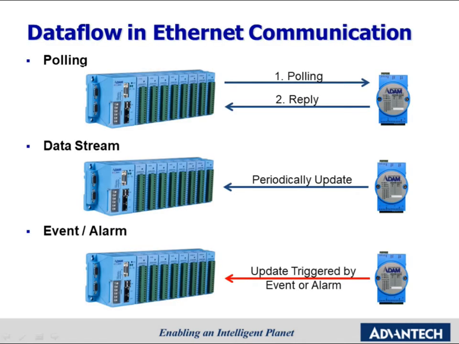Before talking about the data streaming function in Adam, let's see the data flow in Ethernet communication first. The first one is polling, which means the controller will send a command to ask the I/O module, and the I/O module will reply to the controller. The second one is data streaming, which means the I/O module will periodically update data to the controller without receiving a command from the controller. The last one is event or alarm. The I/O module will update data to the controller when there is an event triggered.